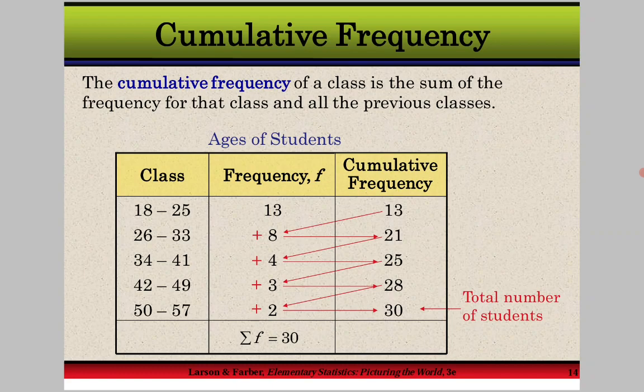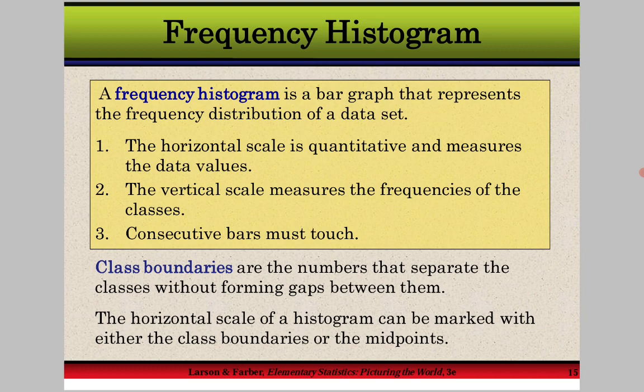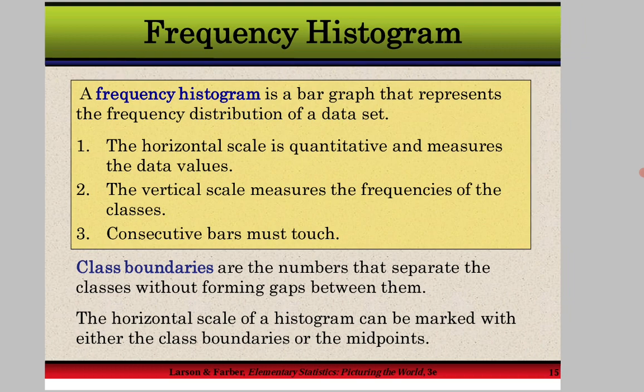13 plus 8 is 21. 21 plus 4 is 25. 25 plus 3 is 28. 28 plus 2 is 30. So with class frequency f and sigma f equal to 30, the cumulative frequencies are 13, 21, 25, 28, 30. So the total number of students is 30. Next, frequency histograms.